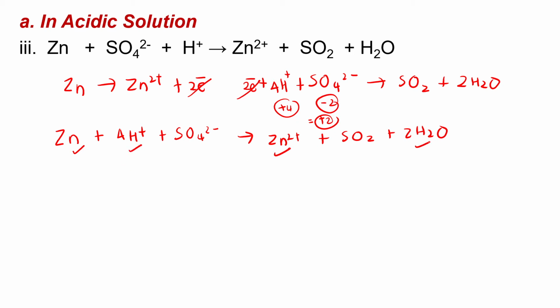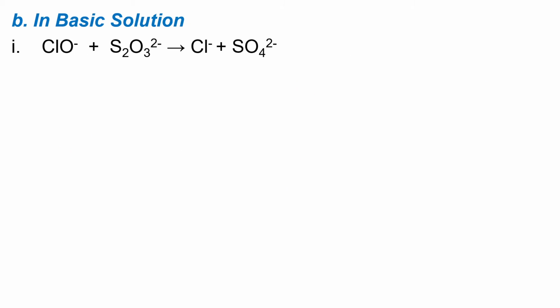Okay, so check for element: zinc 1, zinc 1, 4H. So we have 4H, 1S, 1S, 4O, 4O. So charge positive 4, negative 2. So we have left hand side positive 2. So this one positive 2. So this is the answer. Okay, at the end of the equation, we have H plus to indicate this is in acidic solution. Okay, so the next one in basic solution.